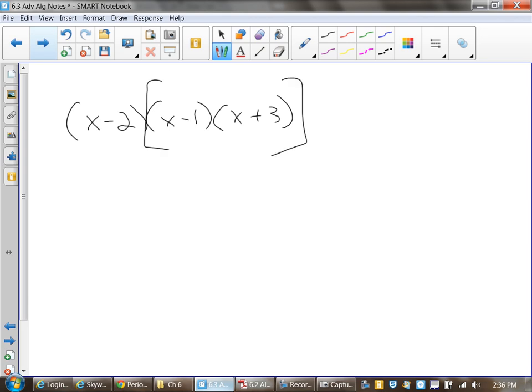I FOIL that. I get x squared plus 3x minus x minus 3. Rewrite: x squared plus 2x minus 3. And I have to multiply that by x minus 2. It just takes a second longer to do. And then you just distribute out again. Once again, it doesn't matter which ones you choose to start with. You're going to get the same result if you do it right.